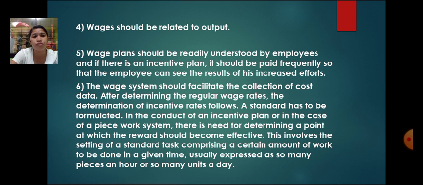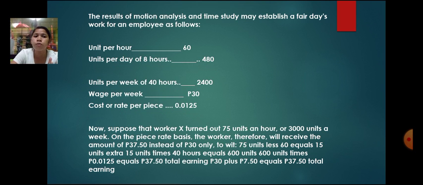After determining the regular wage rate, the determination of incentive rates is as follows. The result of motion analysis and time study may establish a fair day's work of an employee as follows. We see the units per hour, units per day of 8 hours, units per week of 40 hours, wage per week, and cost or rate per piece. Now suppose that worker X turned out 75 units a day and 3,000 units a week.